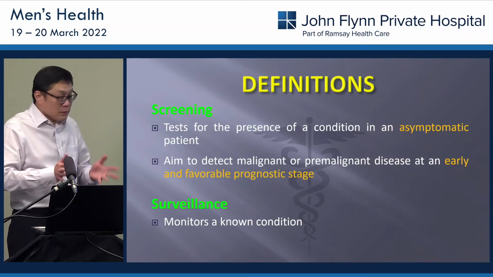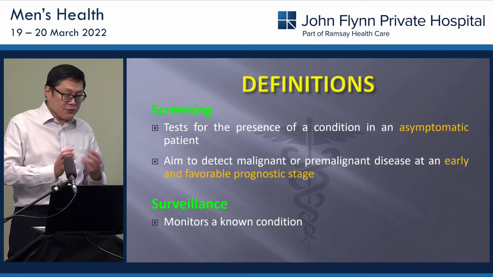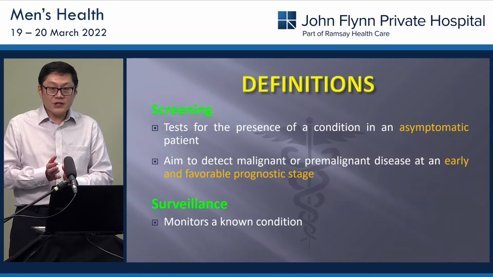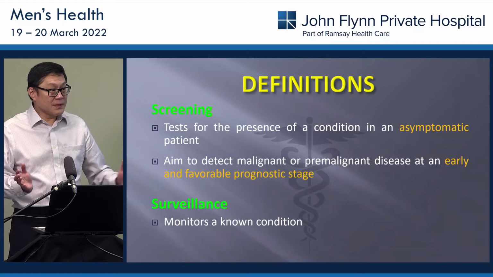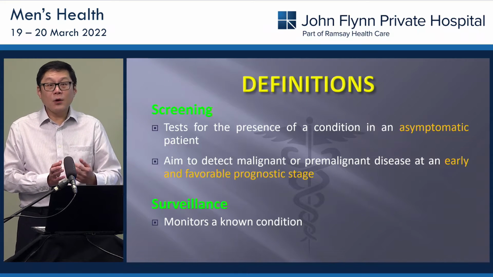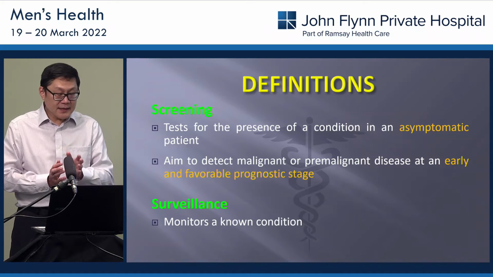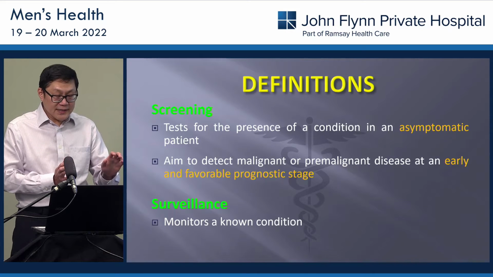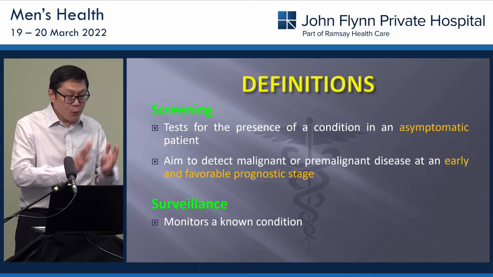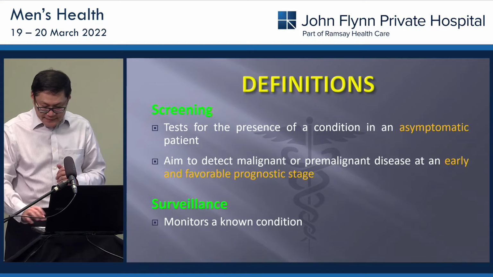And next, we'll go on to some definitions. Screening refers to a test for the presence of a condition in someone who does not have symptoms. It is obviously aimed at detecting a malignant or pre-malignant disease at an early and favorable prognostic stage. Surveillance refers to the actions in monitoring a known condition.